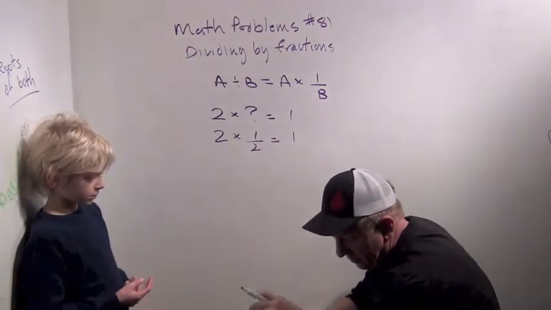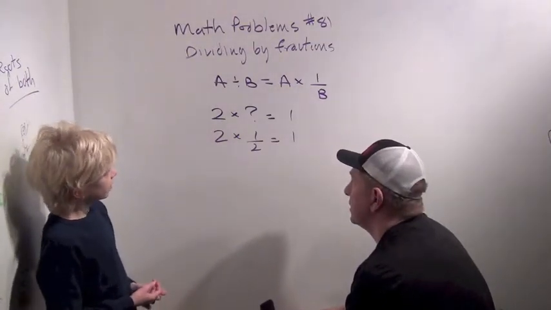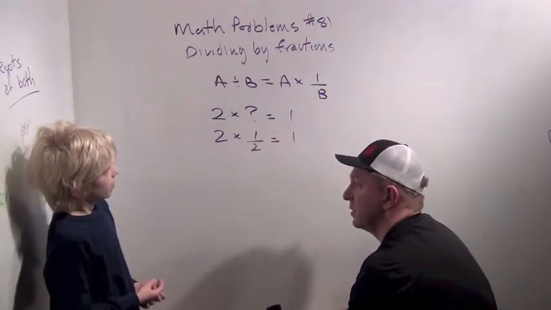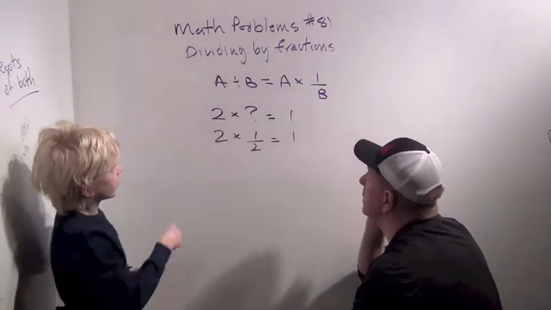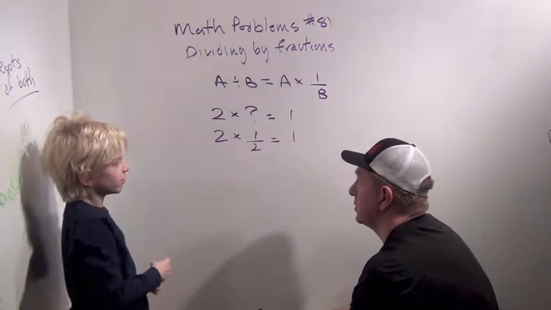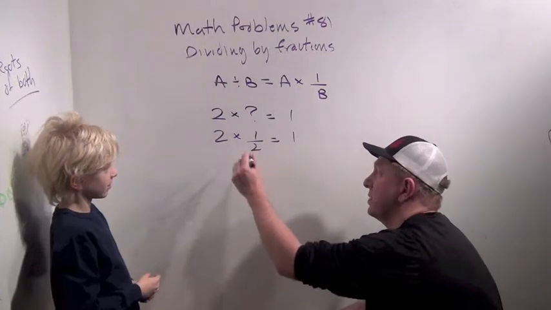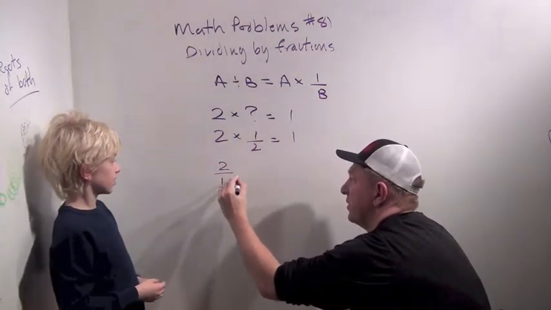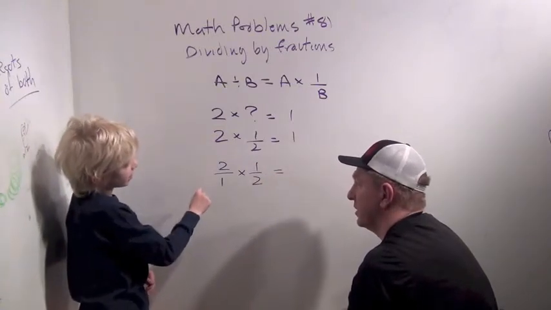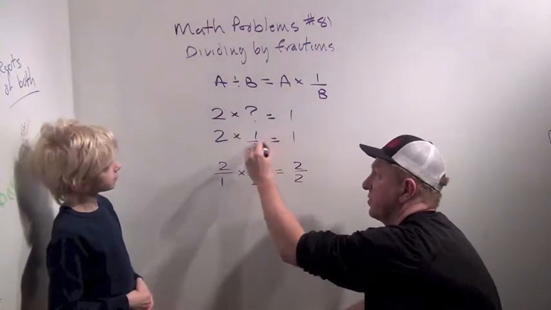And actually, if we remember from our multiplying fractions, how do we multiply 2 times 1/2? It doesn't look like we can backtrack. But 2 is just the same as 2 over 1, right? So 2 over 1 times 1/2. And what do we do when we multiply fractions? We multiply the bottom and the top. What do we get? We get 2 over 2, which is 1, just like we thought up here.